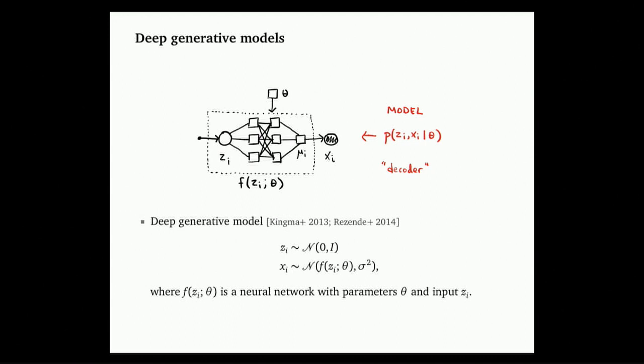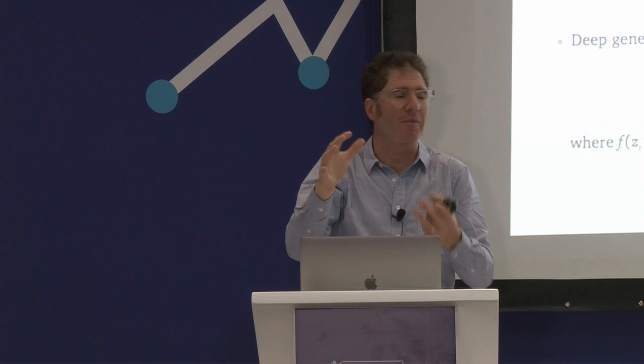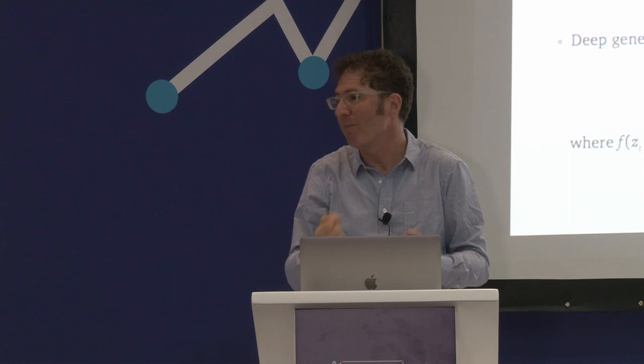In PCA, I draw z from a normal, and then I take an inner product with some coefficients, and that gives me the mean of my observed data point. Here I draw z from a normal and put it through a complicated neural network with a nonlinear relationship to weights, and that gives me the mean of the data. The same idea, but this is a nonlinear representation. Clear? So this is a deep generative model.